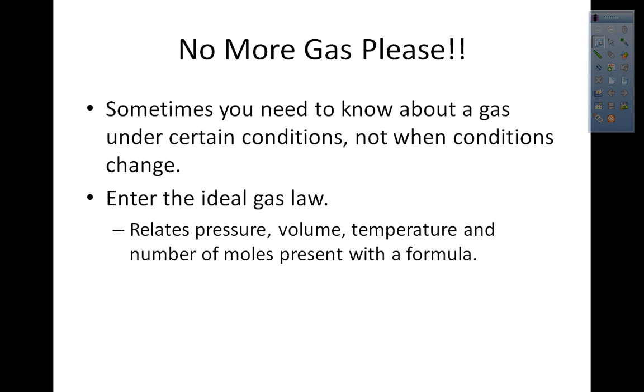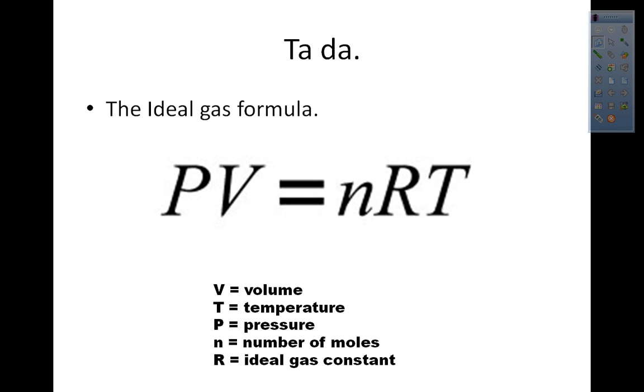And that's kind of where the ideal gas law comes in. It's going to take all the possible parameters of a gas and put them together into one formula. It's going to look at pressure, volume, temperature, and number of moles, or how much of the gas I actually have in that container. So we have the ideal gas formula: PV equals nRT.